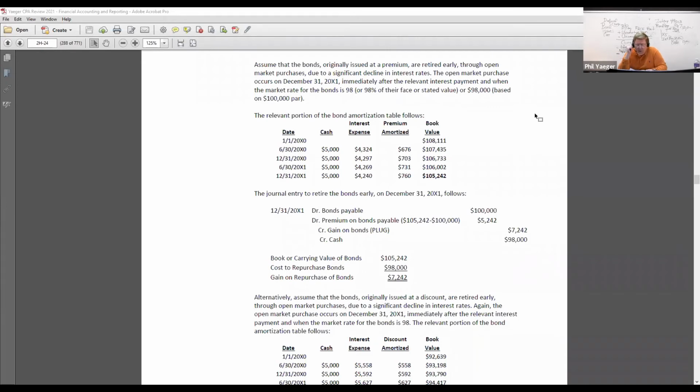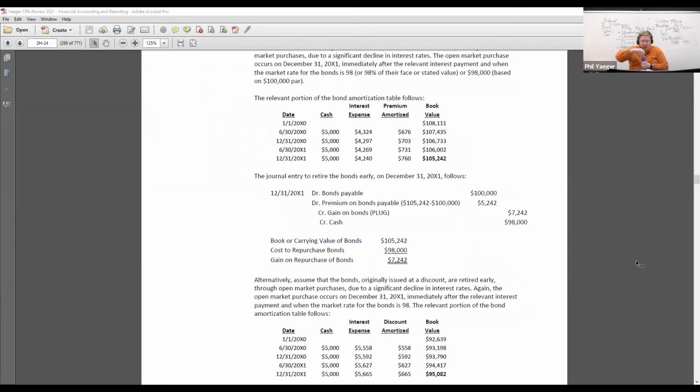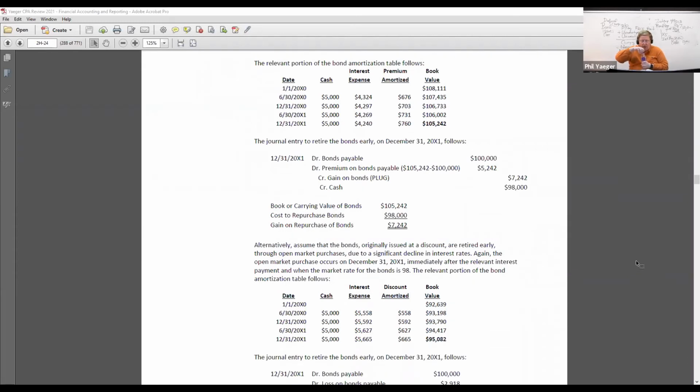Can I ask a question about this date? December 31, 20X1, is that necessarily the maturity date or just the date when they realized the market had changed? Well, it says assume the bonds were originally issued at a premium and retired early through open market purchases. And the open market purchase occurs on December 31st, 20X1. So whatever the open market purchase date is, that's the date they're retiring the bonds, calling them back. So we don't have to worry about maturity if they don't tell us anything about maturity in the question. No, maturity is irrelevant. Okay? Thank you.